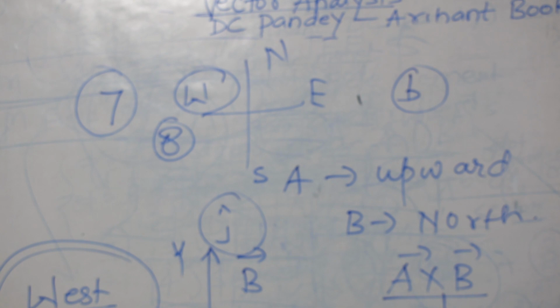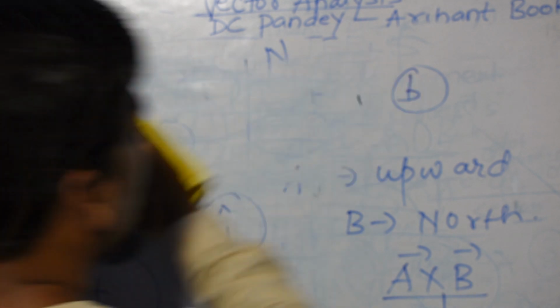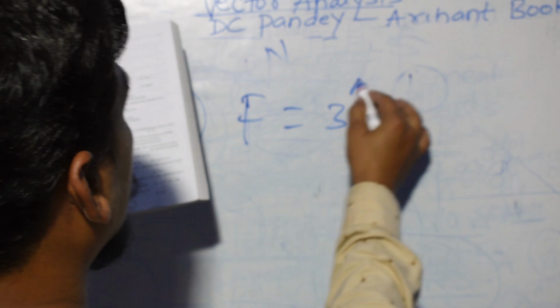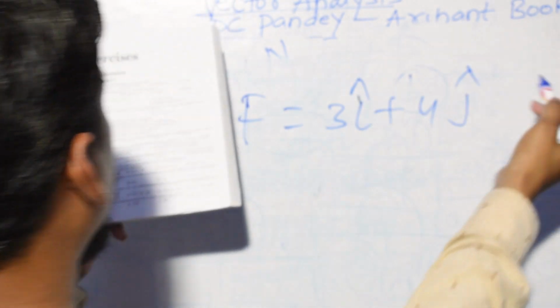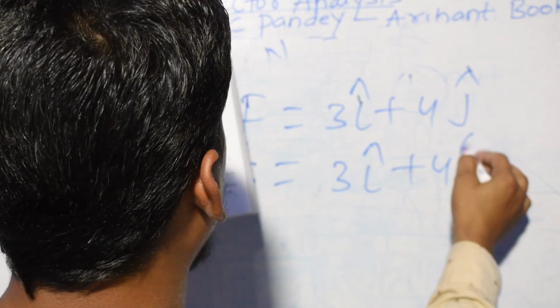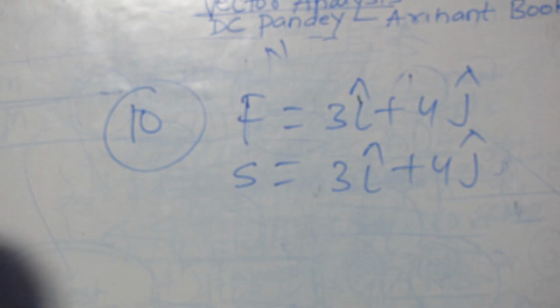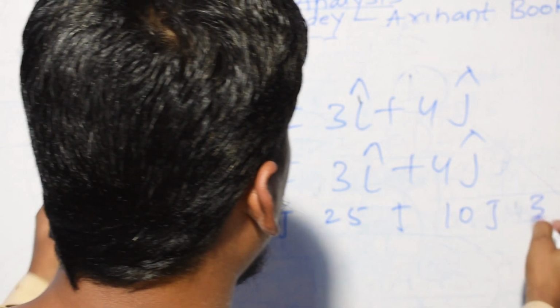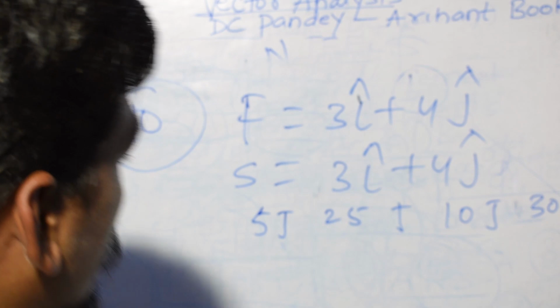We discuss question number 10. The question is: a force 3I plus 4J Newton acts on a body, and the displacement is 3I plus 4J. The work done by the force, options: 5 joule, 25 joule, 10 joule, and 30 joule. Now you have to find what?